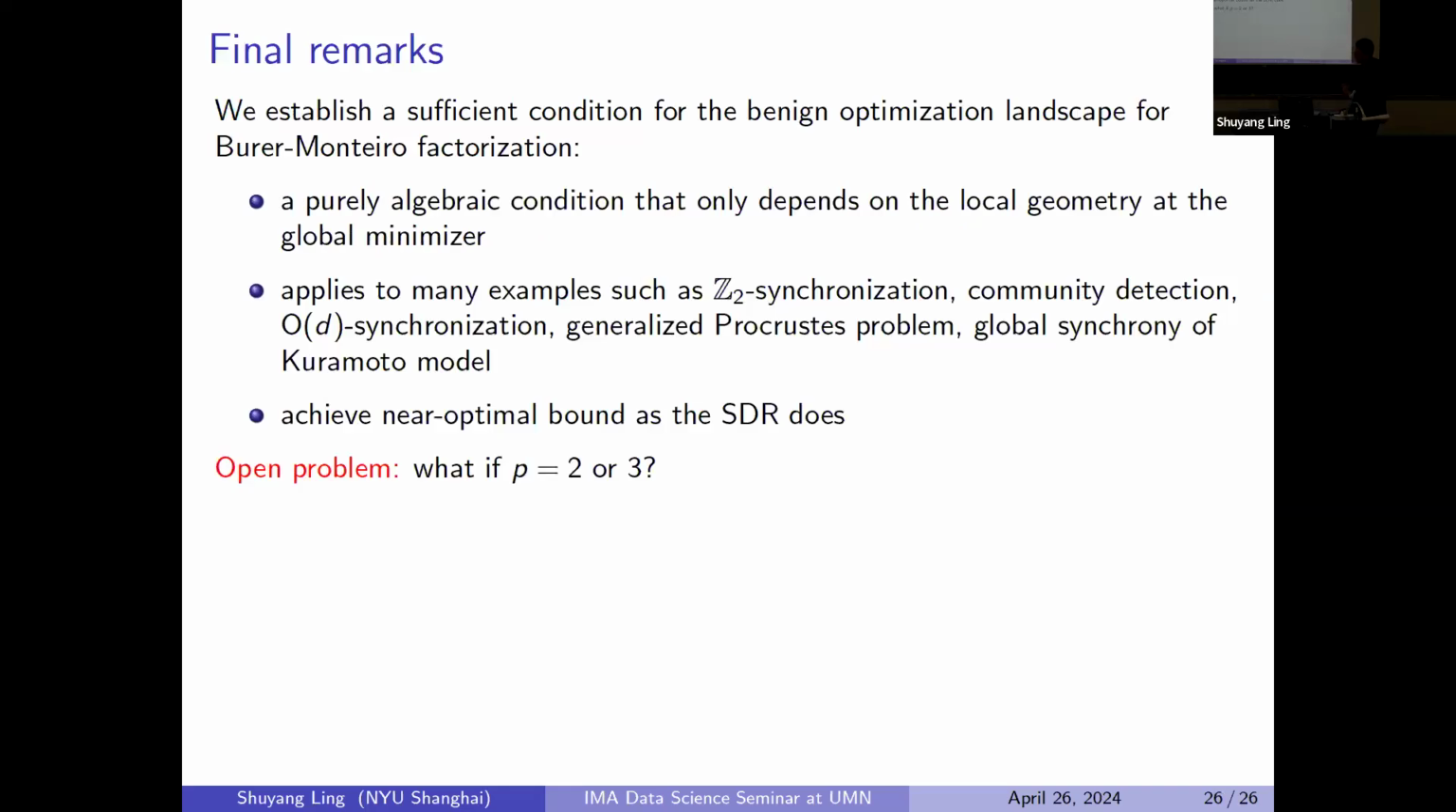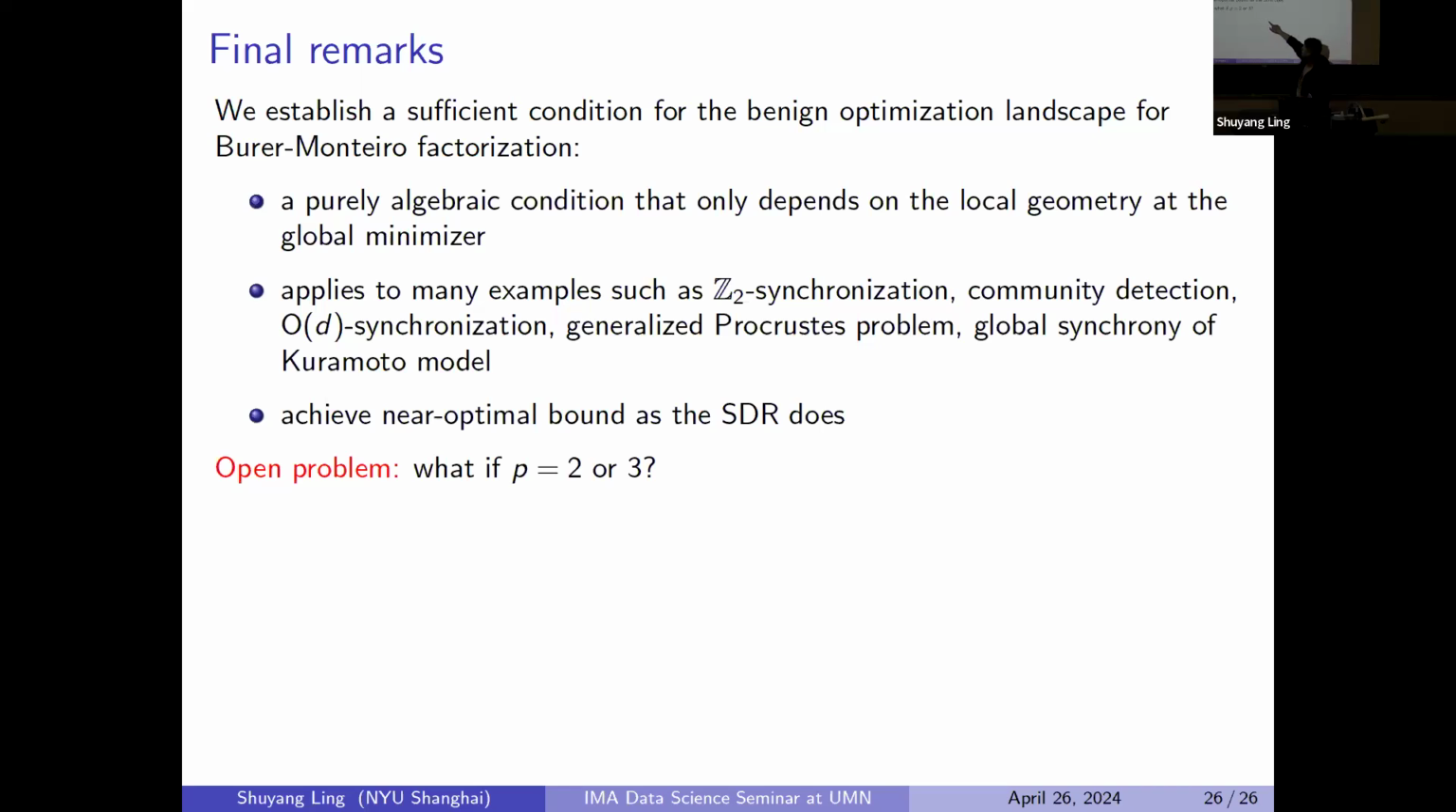So the final remark is that the main contribution is that we find algebraic conditions that only depend on the local geometry of the global minimizer and guarantee the global landscape. It's applied to many different examples: Z2 synchronization, community detection on the stochastic block model, the Kuramoto model, group synchronization and the Procrustes problem. It showed that Burer-Monteiro factorizations achieve almost the same performance as SDP does. So we can balance efficiency, scalability, and the potential risk of convexity.